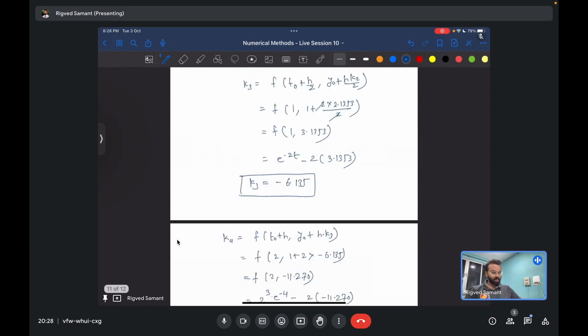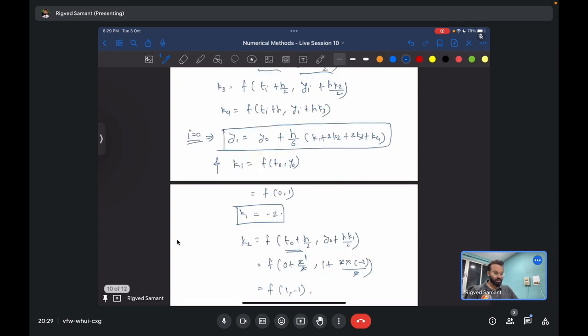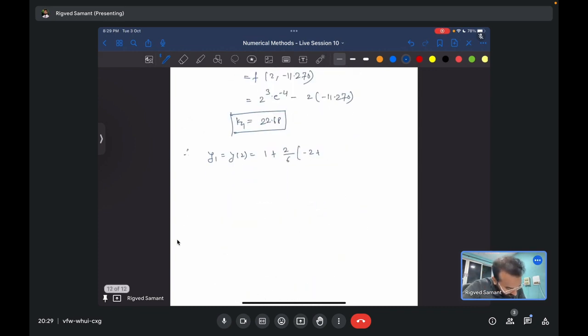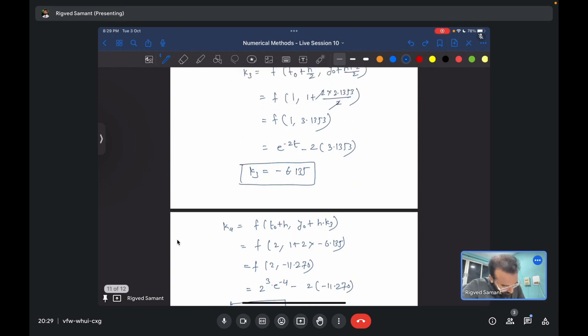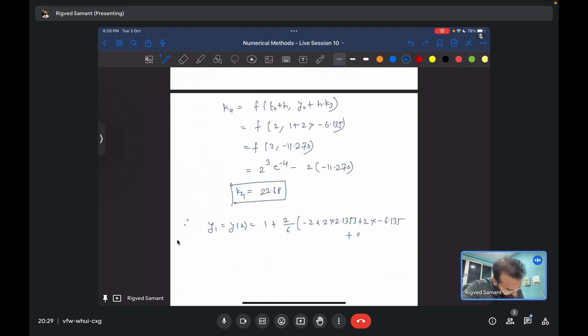So therefore, what is the Runge-Kutta method's equation? This one, right? y is equal to y0 plus h by 6, k1 plus 2k2 plus 2k3 plus k4. So y1, that is nothing but y of 2 is y0. y0 was 1, right? 1 plus h by 6, that is 2 by 6, k1. k1 was minus 1, k2 2.1353, 2 into 2.1353 plus 2k3 plus 2 into minus 6.135 plus k4, that is 22.68.